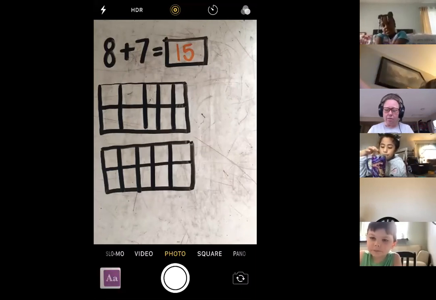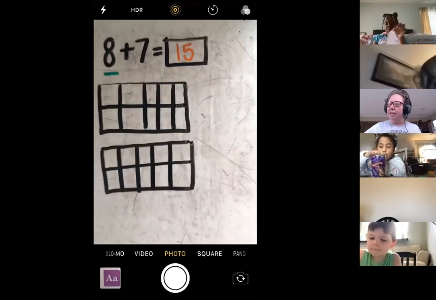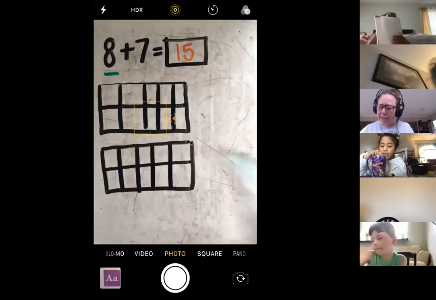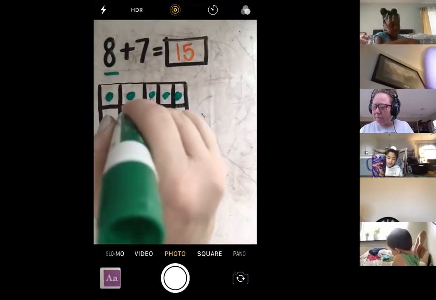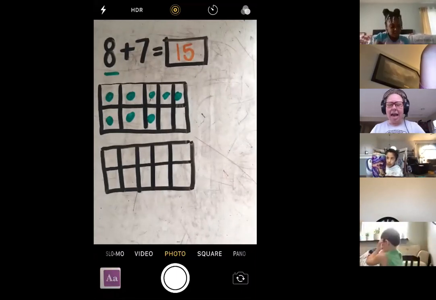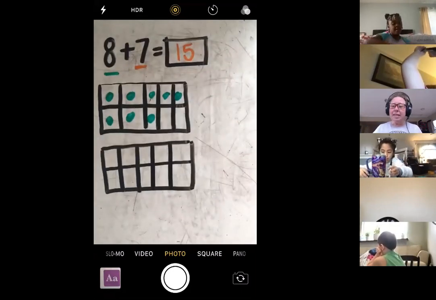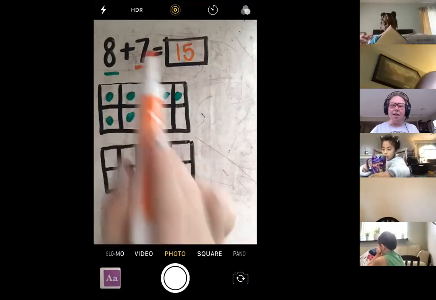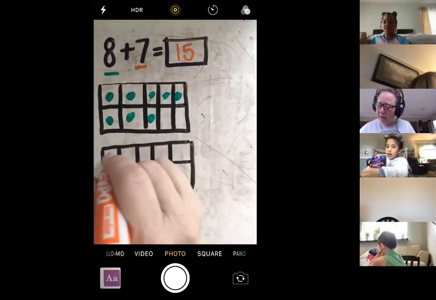So stay focused here. All right, so let's look at our first add-in. What's our first add-in in this problem? 8. So I'm going to start by putting 8 in a 10 frame. What is my second add-in in this problem? 7. So, I couldn't hear everybody. What's my second add-in right here? Thank you. I only hear Ian right now. What's my second add-in? Thank you. There you all are.